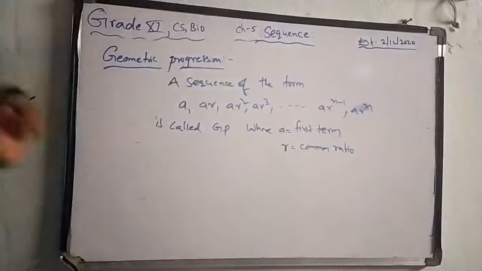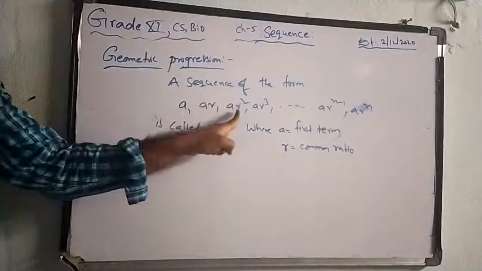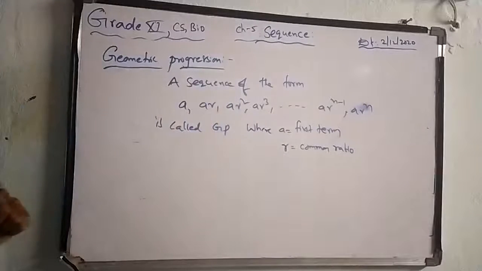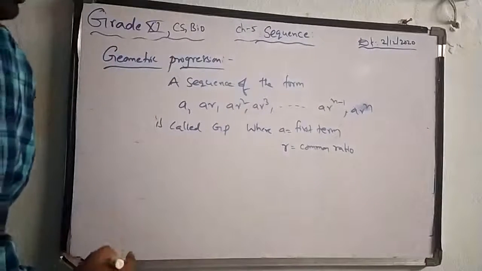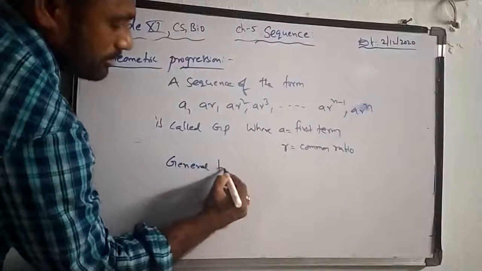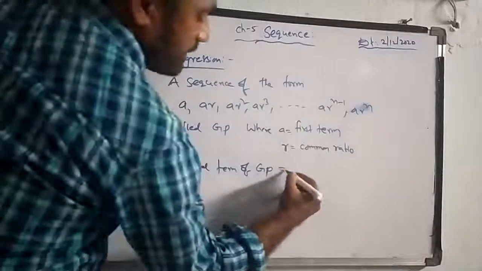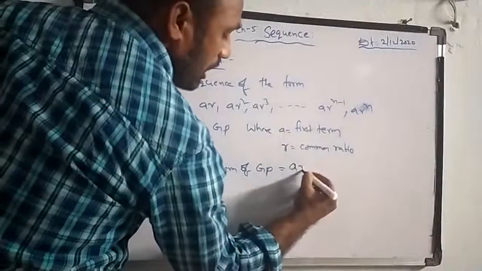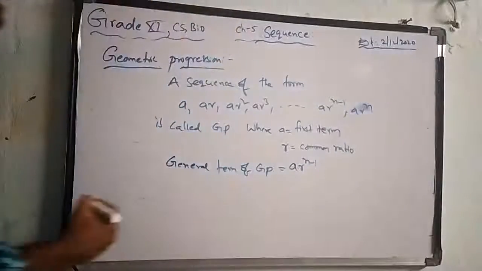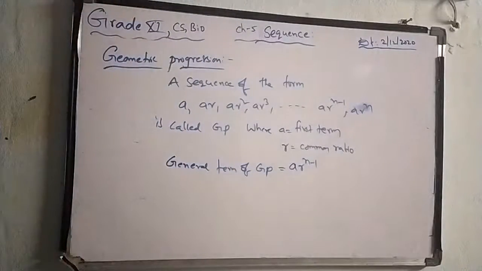Here we get the common ratio by dividing the second term by the first term, or the third term by the second term, and so on. So the general term of a GP is given as ar to the power of n minus 1. So this is about the geometric progression.